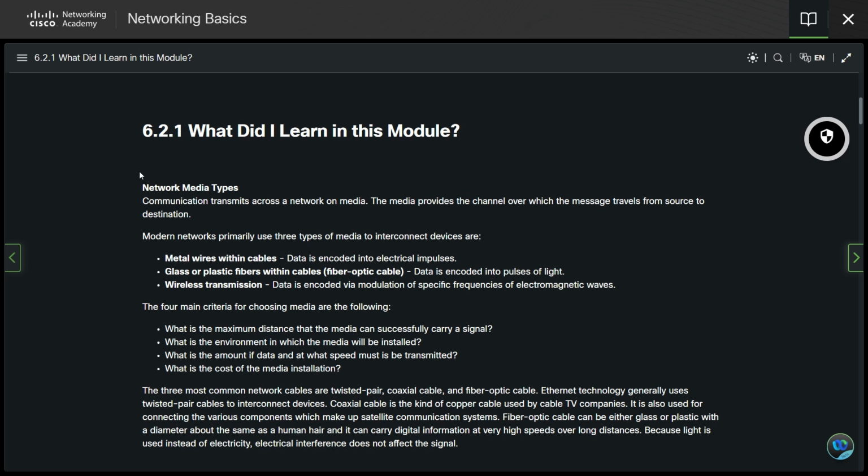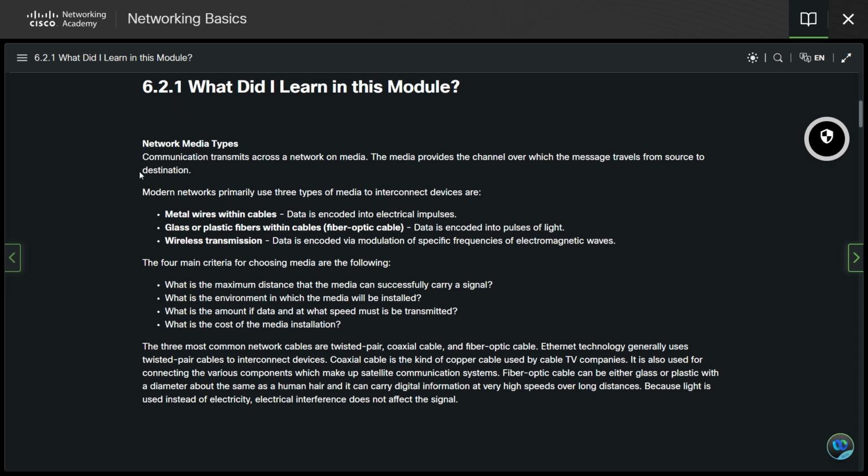Modern networks primarily use three types of media to interconnect devices. First, metal wire within cables, where data is encoded into electrical impulses. The second is glass or plastic fiber within cables, fiber optic cable, where data is encoded into pulses of light. And the last is wireless transmission. Data is encoded by modulation of specific frequencies of electromagnetic waves.